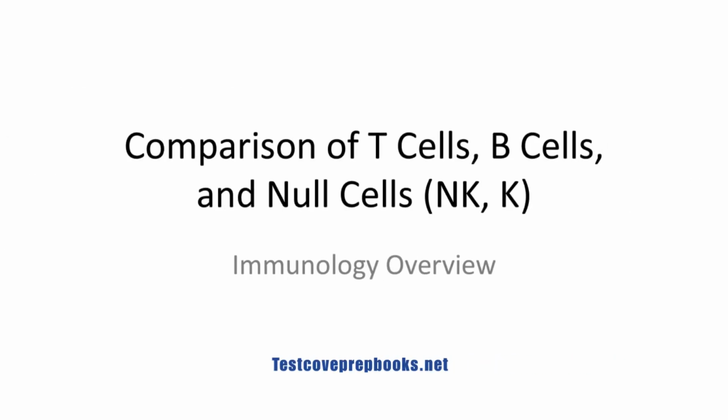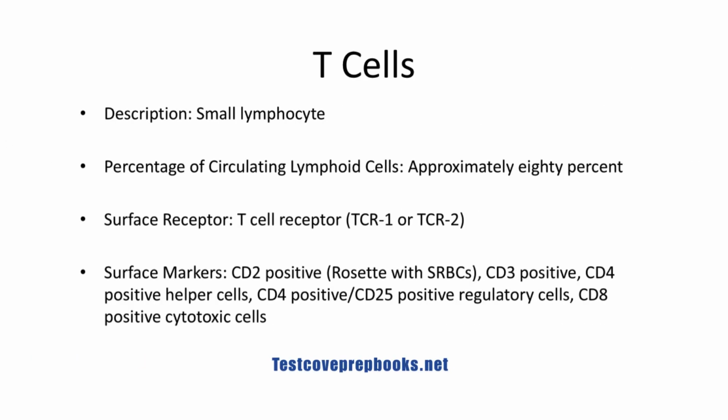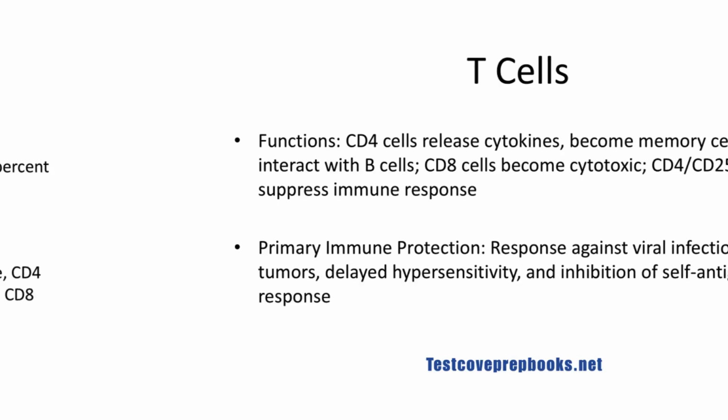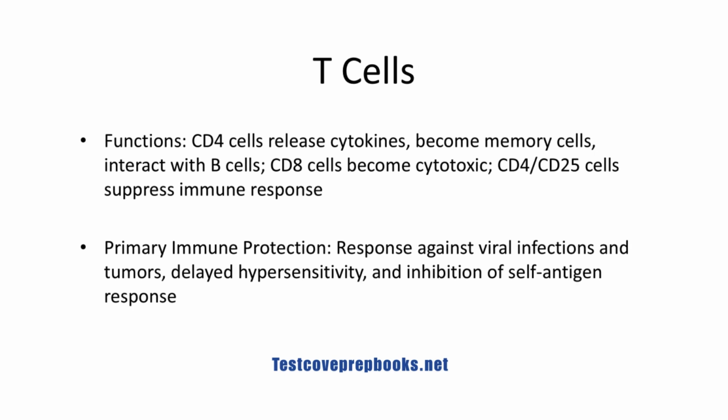Let's review the differences between T cells, B cells, and null cells, also known as natural killer cells. T cells are small lymphocytes and make up about 80% of circulating lymphoid cells. Their surface receptors are called T cell receptors, either type 1 or type 2. Their markers include CD2, CD3, CD4, CD8, and CD25. CD4 helper cells release cytokines and can become memory cells.